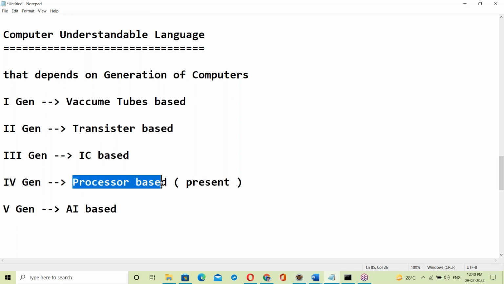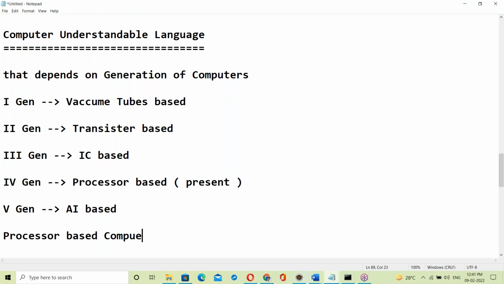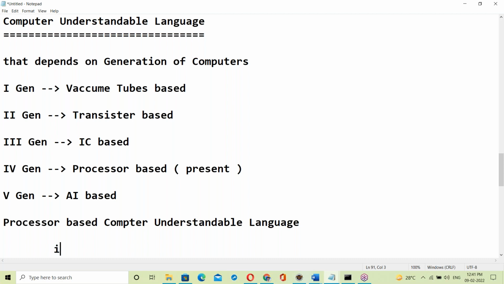So now the present generation is processor based. What is processor based? A processor based computer understands some language. What is that processor based computer understandable language here?